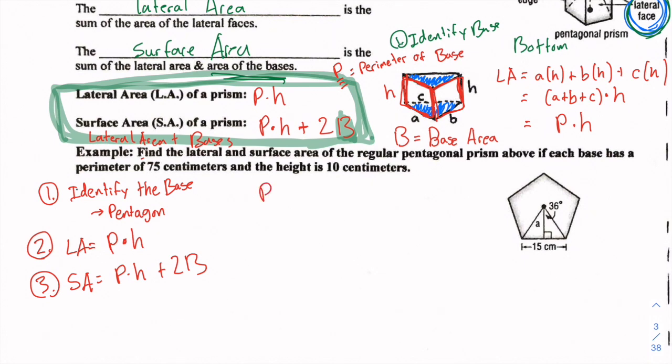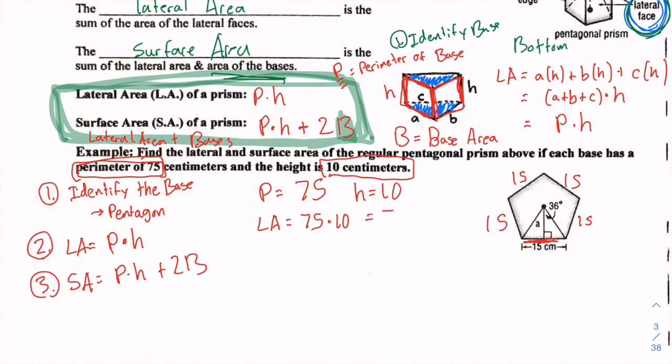What is our perimeter? This problem is pretty easy. They actually told you the perimeter is 75. To find that, this is just 15 times 5, so perimeter is 75. The height, they actually gave you the height too. Boom, height is 10. So we actually have the lateral area just from what we're given. Your lateral area equals 75 times 10, which equals 750. Boom. Keep in mind, centimeters squared.